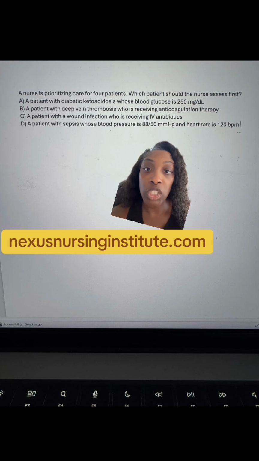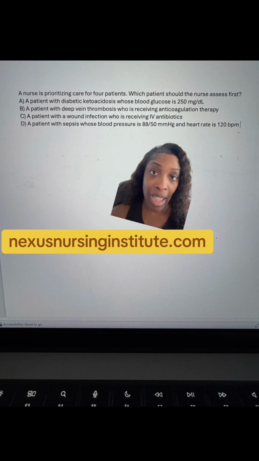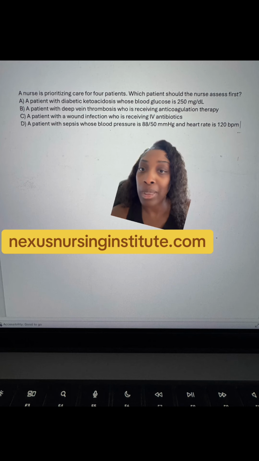So hypotension, then the diabetic ketoacidosis, then you're going to go see B, that patient who has DVT and is getting anticoagulation therapy. Nothing's wrong with them right now, but DVT can also worsen, not as quickly as hypotension, not as quickly as the patient going through diabetic ketoacidosis, but there's still a chance. So that's the third patient you're going to see. And last, you're going to see that patient who has a wound infection that's getting antibiotics. It's a wound infection. It's not sepsis. It's not an infection that went to their brain. So they're last on the list of who you're going to see.